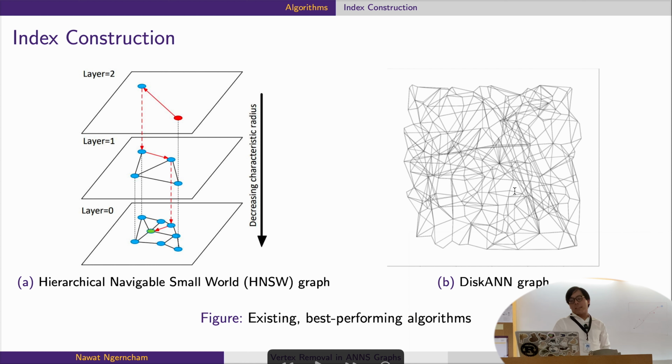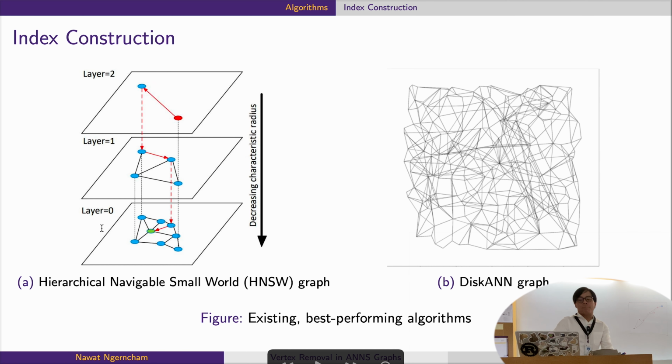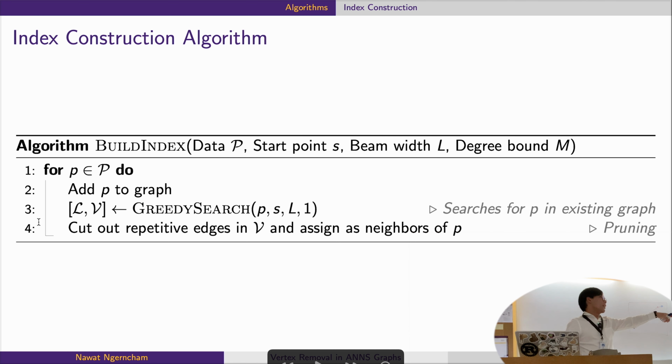And DiskANN tries to achieve something similar, but they try to do it within one layer. So the differences, apart from being multi-layer and one layer, is that HNSW is undirected and DiskANN is directed. The reason I mention this will come up later. And the last difference is their pruning criteria, the criteria for how they define redundant edges.